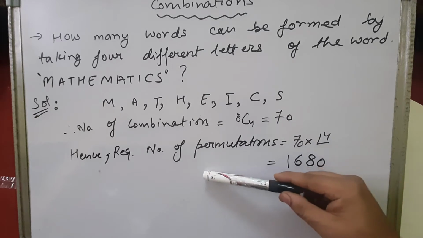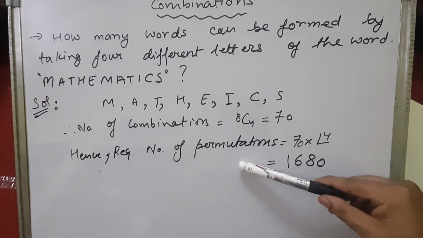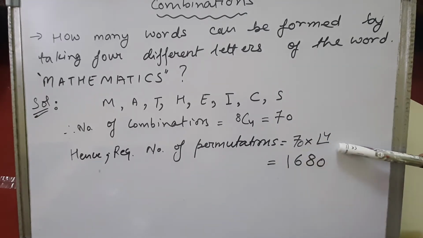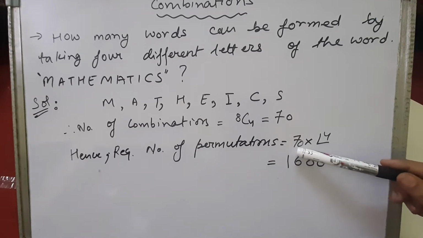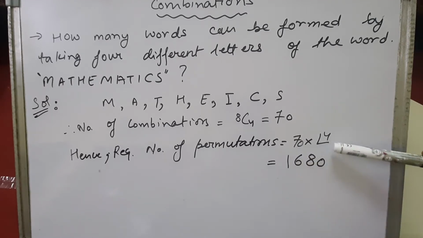So the required number of permutations will be 70 into factorial 4, because now we have to arrange those four alphabets. How many ways can we arrange the four alphabets? It will be factorial 4 ways, right? So the total required number of permutations will be 70 into factorial 4. The value of factorial 4 is 24. Into 70 we get 1680 words that can be formed. Alright children, please note down.